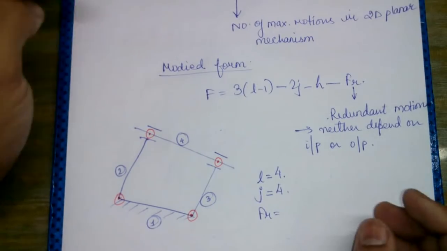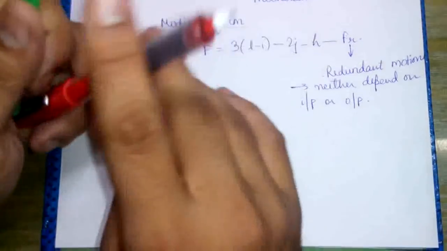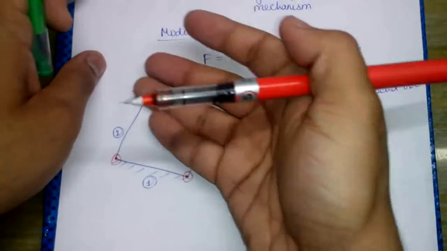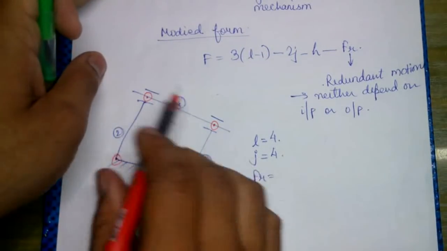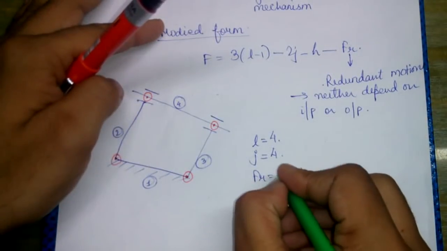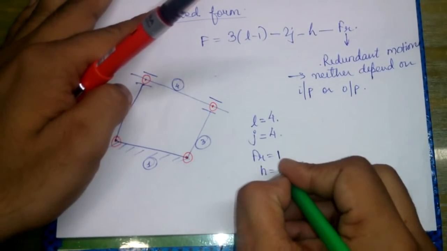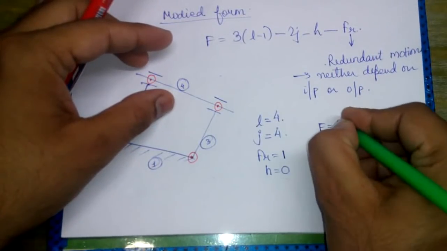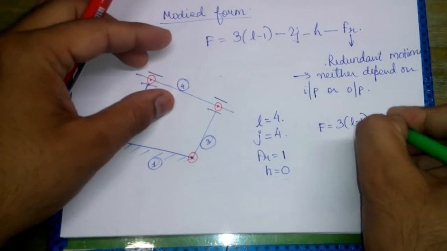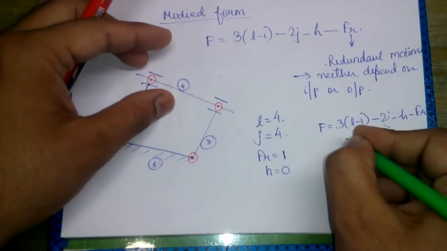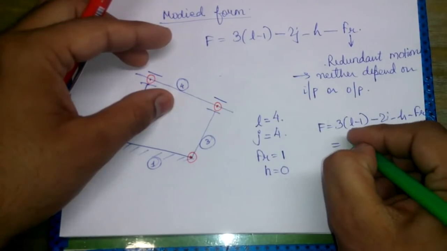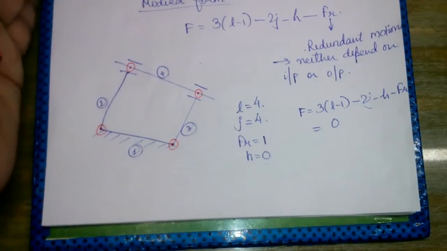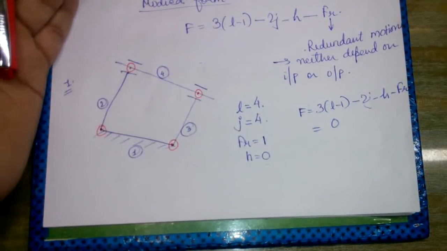Now we will find out whether there are any redundant motions or not. We find that there is one redundant motion. That means this link can be moved independently. Link 4 can be moved in the rectangular groove independently. So redundant motion is 1. Higher pair is 0. We do not have any type of higher pair here. So if the degree of freedom is evaluated, then 3 into L minus 1 minus 2J minus H minus FR. If we put these values in this equation, we find the degree of freedom is 0. Degree of freedom is 0 means the mobility is 0. So this was the first example.